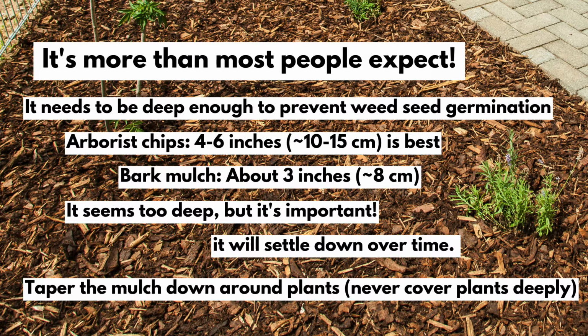And I know that sounds like a ton of mulch. This is what the research says. This is what best practice is. I have had pretty good success myself with about 3 inches or 8 centimeters of arborist chip mulch, or 2 inches, about 5 centimeters of bark mulch. I'm not doing the best practice, so there are still going to be some weeds peeking through, but I find it to be a pretty manageable amount.